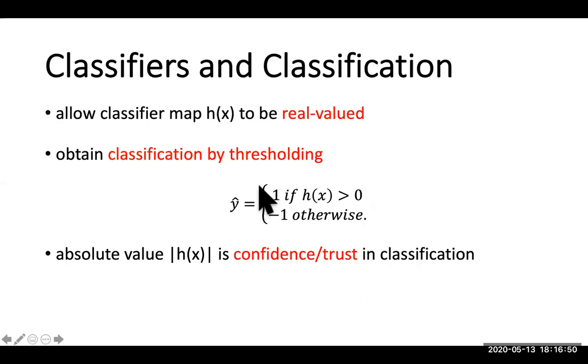Okay, so let me now continue. I will address these questions later, but let me now continue with the classifier. So we can get a classification by thresholding the classifier, and we can use the absolute value as a confidence measure or trust in the classification.